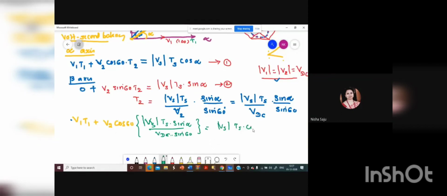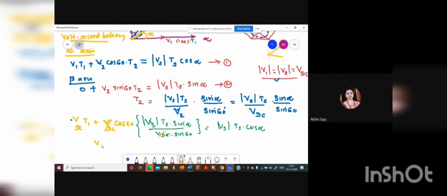As you can see here, this is your VDC. I have taken this V2 as equal to VDC. In a similar way, you can take this V2 as equal to what? V2 is the same as VDC. So you can put here VDC itself. And here also you can put this V1 as equal to VDC, because V1 and V2 are the same as the maximum value VDC. Then you can rearrange, because you are having VsTs here and here also. This VDC and this VDC will cancel. So just rearrange and find out VDC into T1.